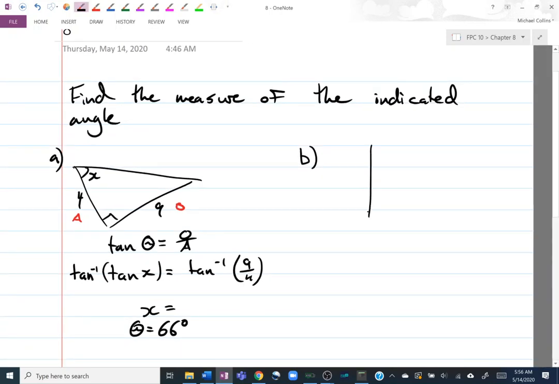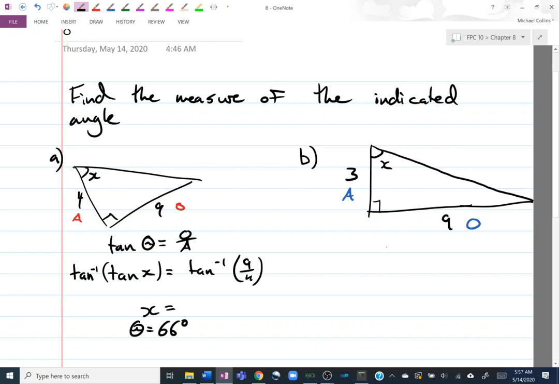I'm going to do a right angle triangle. I'm going to make that a bit longer just for funsies. And we'll call that side 3, we'll call this side 9, and I'm going to look for this angle, which I'm going to call X. So label our triangle. 9 is the opposite side, 3 is the adjacent side.